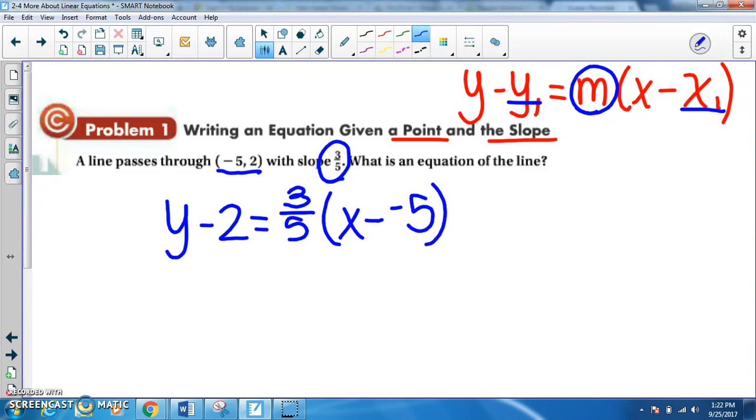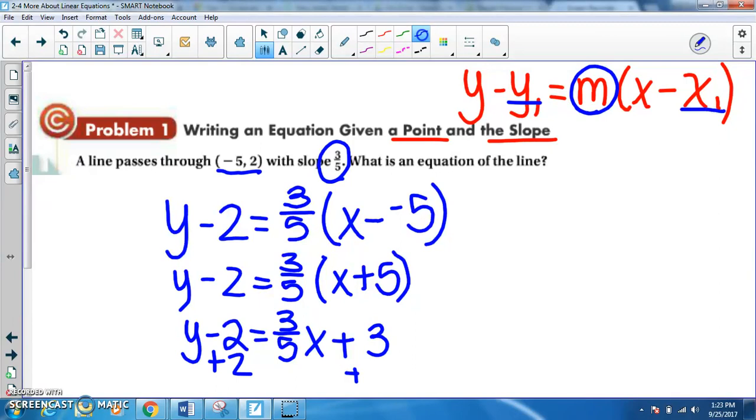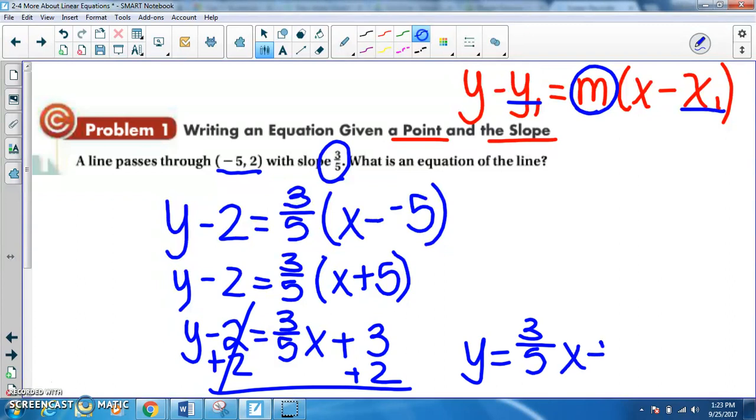We can simplify this. y minus 2 is equal to 3/5 times x plus 5. We can distribute. y minus 2 is equal to 3/5 x plus 3. And if we would like, we can also put it into slope-intercept form by adding 2. So y is equal to 3/5 x plus 5.